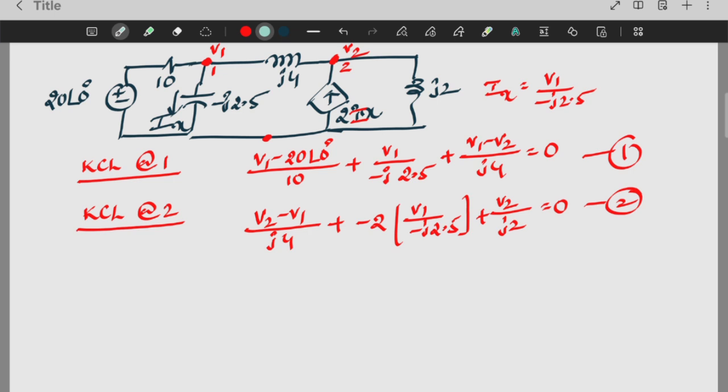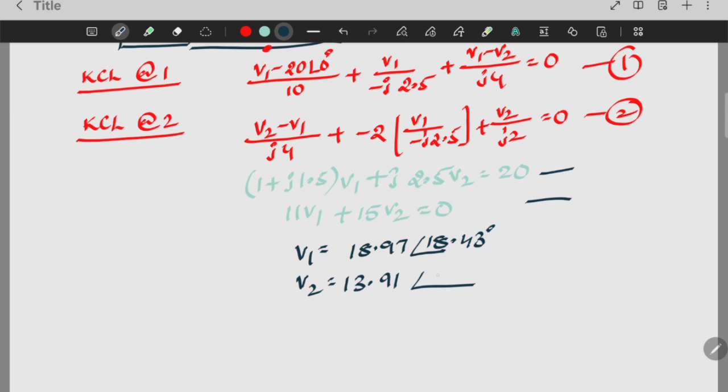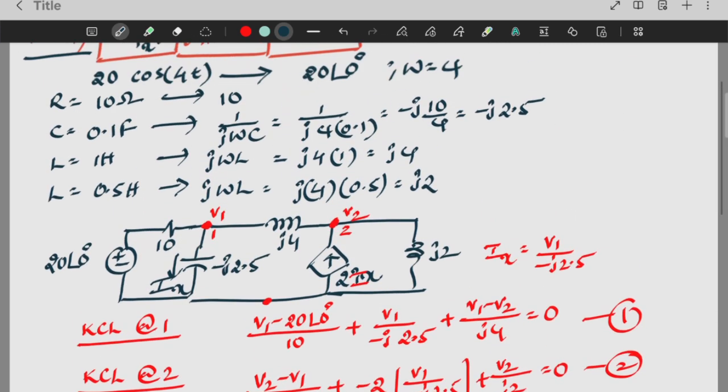By arranging these two equations, we will modify them like this. By solving these two equations, you will get V1 equal to 18.97 at an angle of 18.43 degrees, and V2 equal to 13.91 at an angle of 198.3 degrees. But what we actually need is Ix.